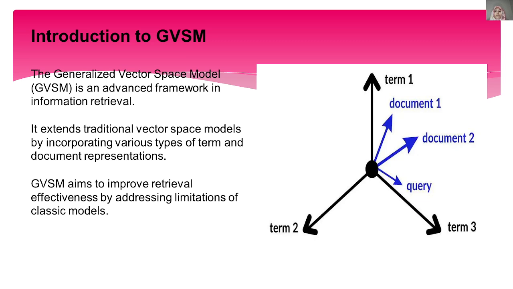Regarding the limitations of classic models, every model can have several terms, like term 1, term 2, term 3, as given in the picture over here. Every term will contain a document plus a query, so that it addresses the limitations and effectiveness of the retrieval system.